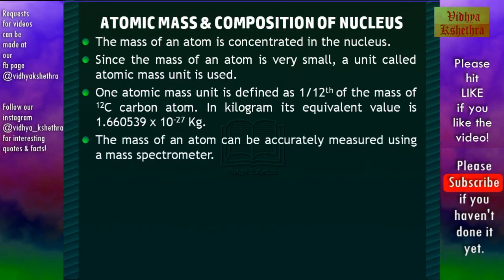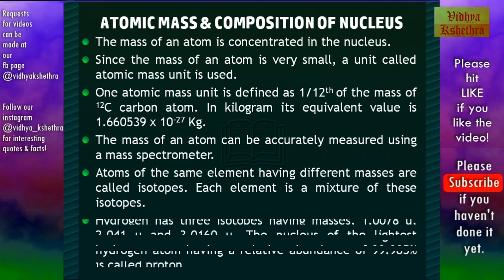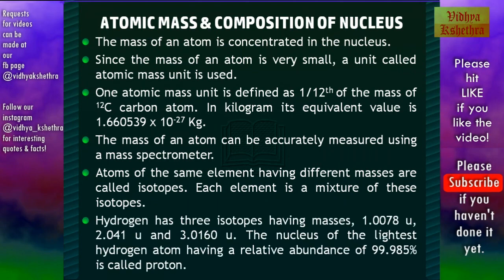Now the mass of an atom can be accurately measured using a mass spectrometer. Now atoms were found to have different atomic masses but the same atomic number. And these atoms are called isotopes. And each element is a mixture of these isotopes. Now hydrogen has 3 isotopes and they have masses 1.0078 units, 2.041 units and 3.0160 units.